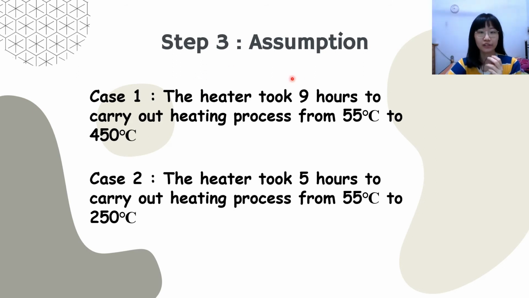So step 3, we made some assumptions. For case 1, the heater took 9 hours to carry out the heating process from 55 degrees Celsius to 450 degrees Celsius. And for case 2, the heater took 5 hours to carry out the heating process from 55 degrees Celsius to 250 degrees Celsius.